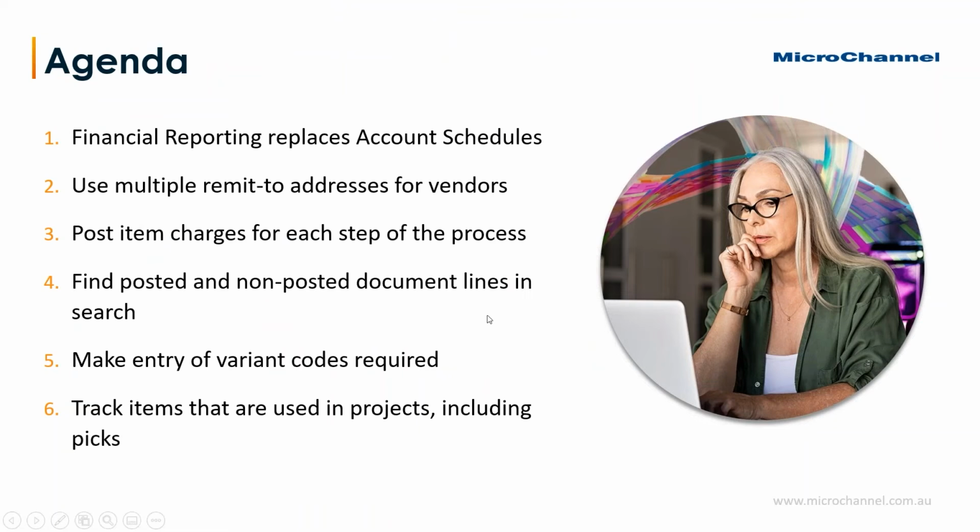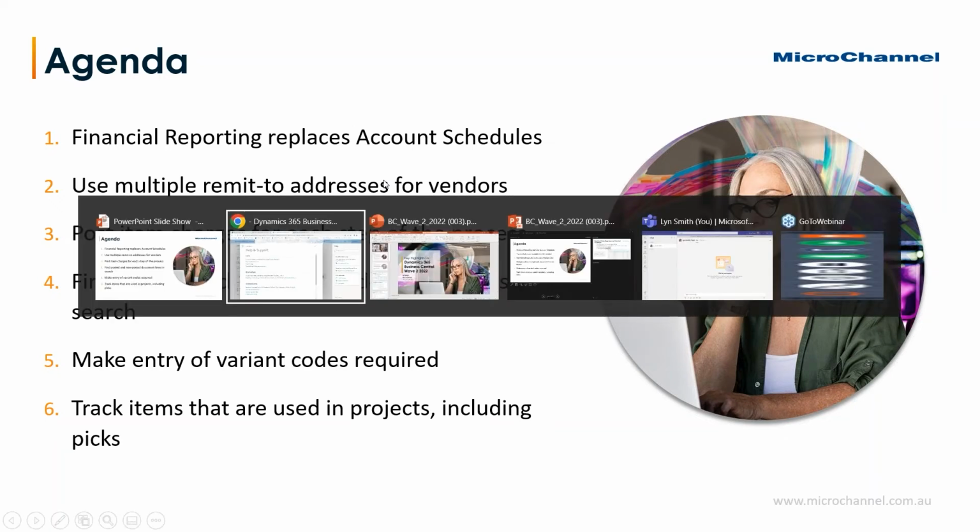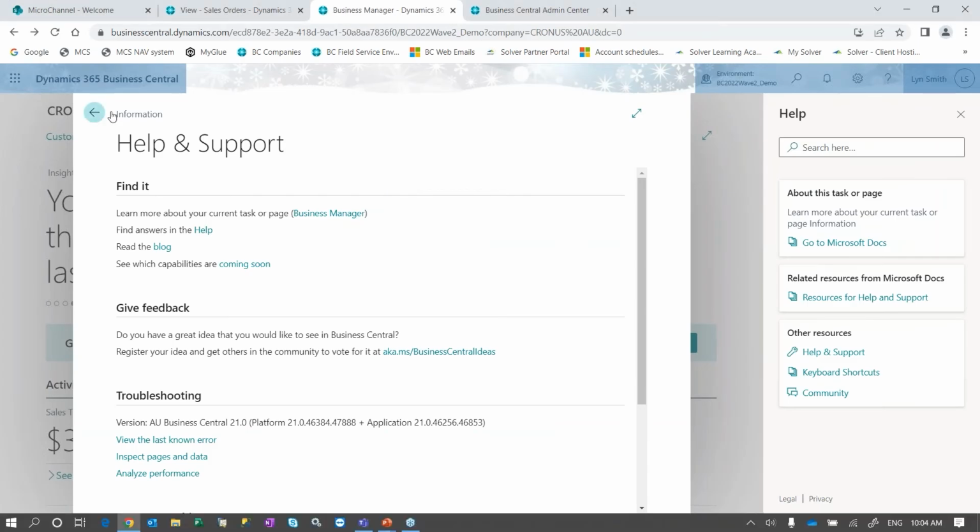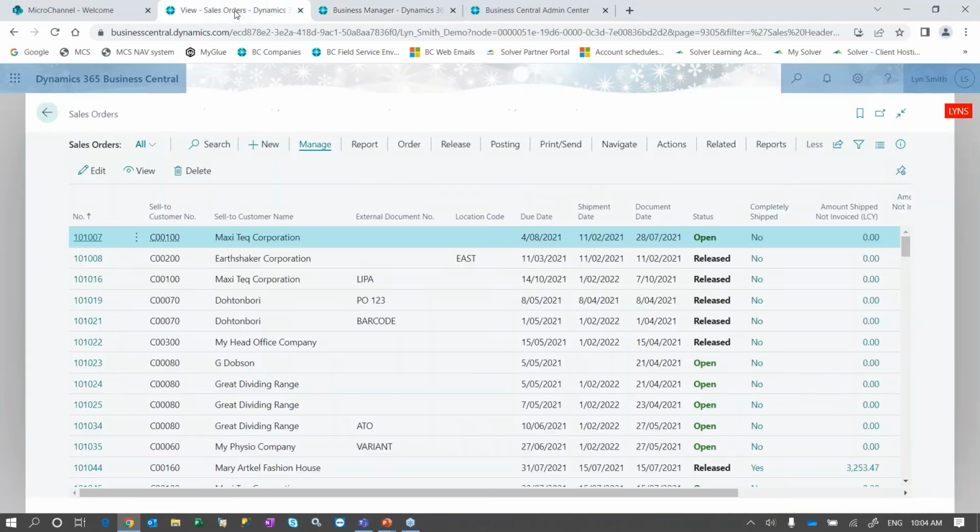The other thing that they have done as well in the new version is they've changed the ribbon menu. So I will also quickly highlight that for you and show you the changes there before we go into our first option. So let's go back to BC and have a look. If I go back to my current version, which is my version 20, this is my sales order screen. And what you'll notice at the top here, we've got new, manage, report, order, all those different options.